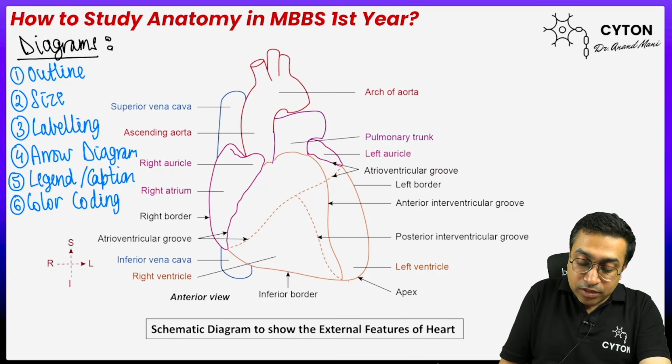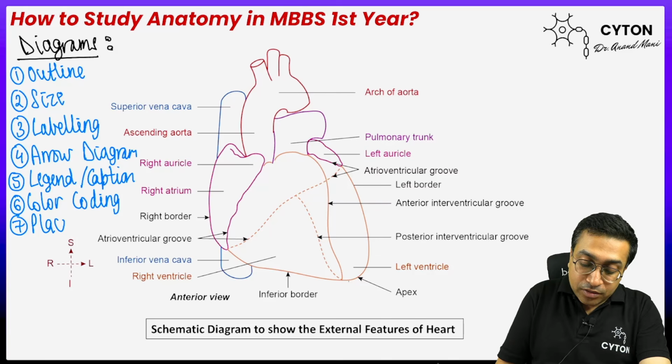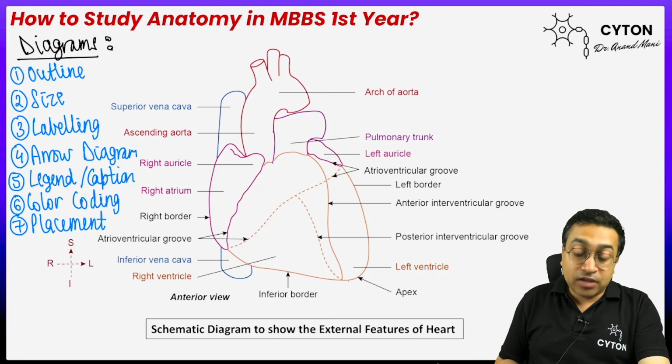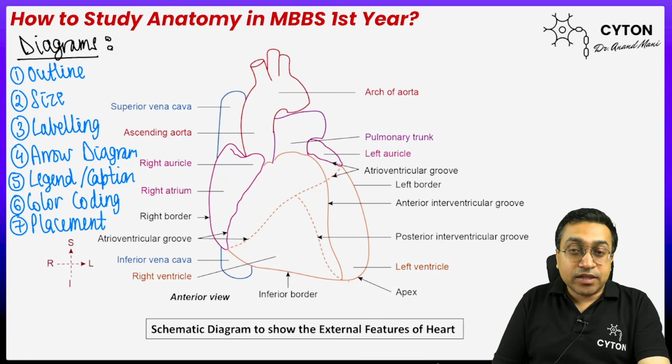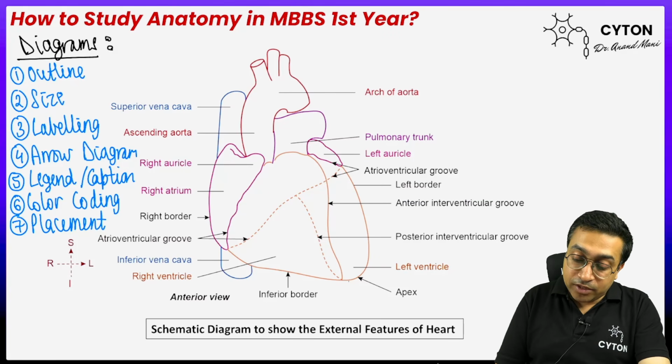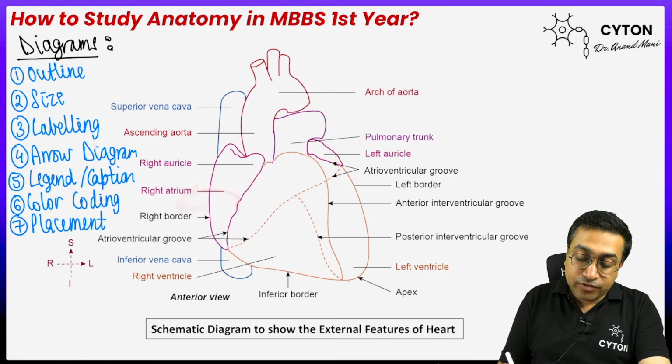Color coding. Number 7, we have placement. Okay, so now see all these points carefully. So number 1, the outline. You can draw a box maybe. Okay, then size I have already told you. Labeling, so just have a look, try to label all the things on the right side of the image, or you can label on the left side in a symmetric manner.